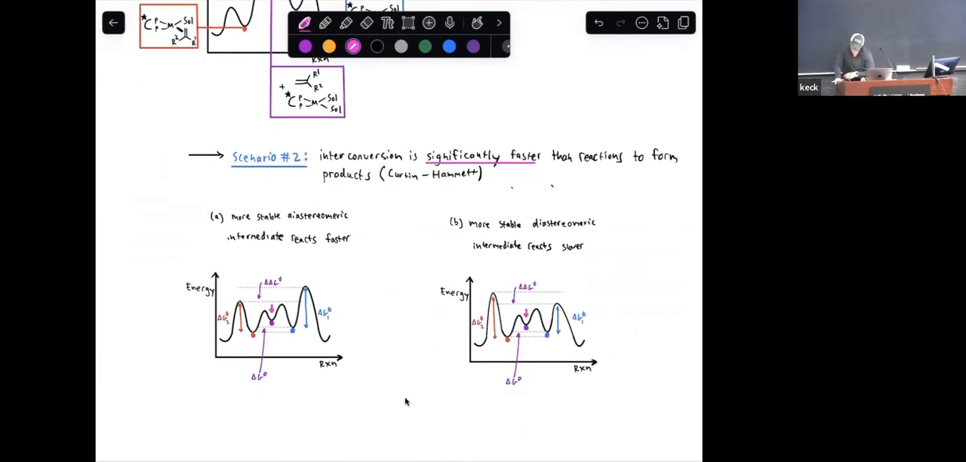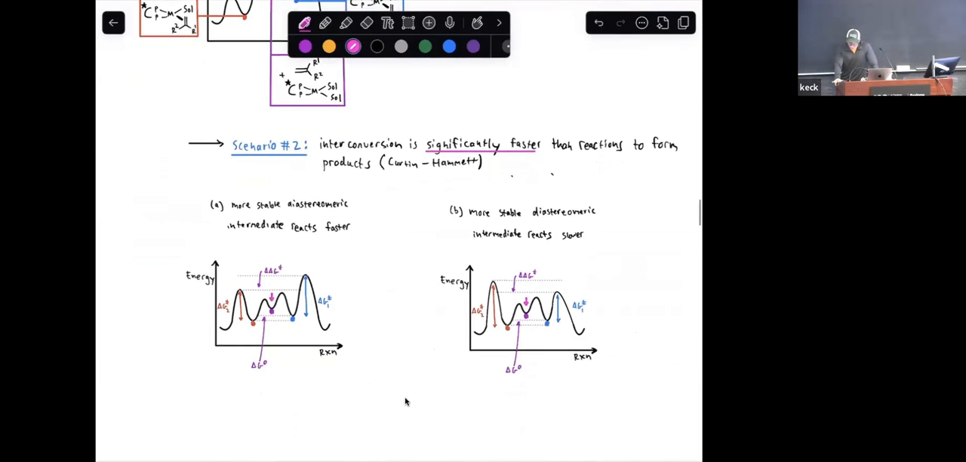And then you have, within this more complicated potential energy surface category, the most complicated scenario, which is what we generally refer to as Curtin-Hammett control. And that is where interconversion among your intermediates is faster than the elementary steps that form product. And there are several different flavors of this. I think the two that illustrate the point most clearly I've tried to draw out here.